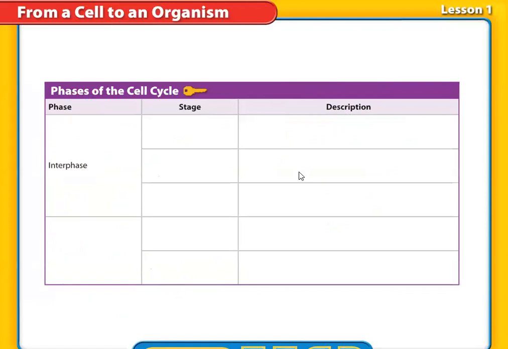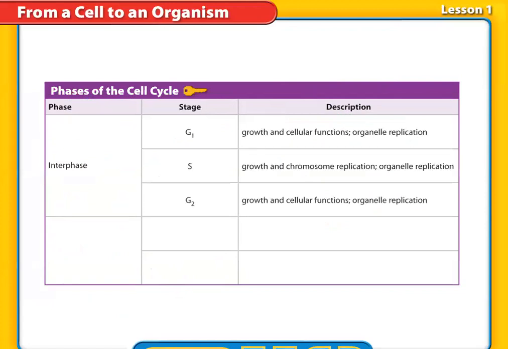So here, that's a kind of revision of what we said. We said interphase happens in G1, S, and G2. G1 is just growth and cellular function and organelle replication. S is the synthesis or replication of the DNA. In G2, the cell reaches the maximum size.